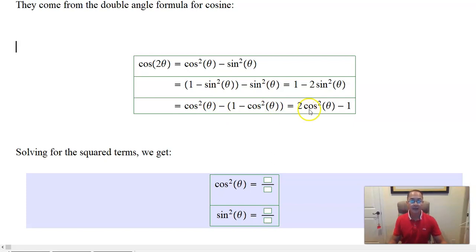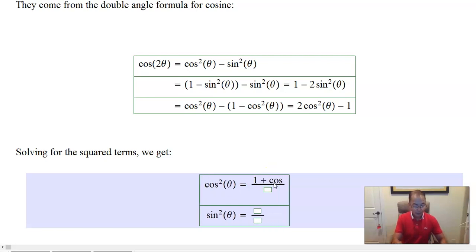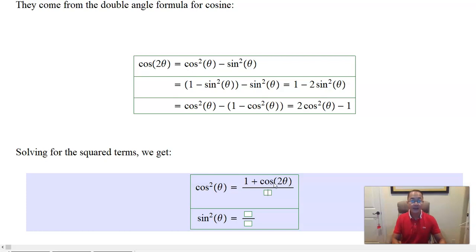Okay, so from here, we have 2 formulas. We can isolate sine squared as well as cosine squared. Let's start with cosine squared. Move the minus 1 over to the left side, so we get 1 plus cosine of 2 theta, divided by 2, because there's a 2 over there.